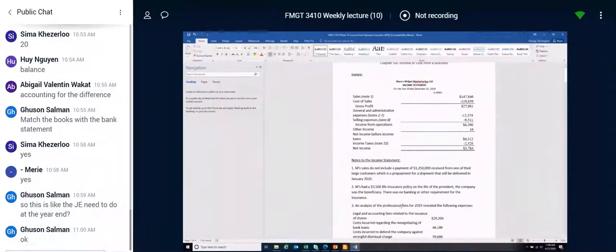So M had a 3,500 life insurance policy on the life of the president. The company was a beneficiary. There's no banking or other requirement for the insurance. So what we're going to talk about next is probably the most important provision you're going to learn in this class. That provision is 18.1a. If you turn to 18.1a in your act, it is on page 112. Again, this one I want you to flip to.